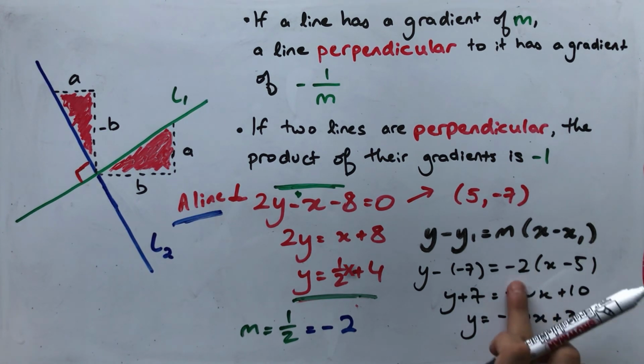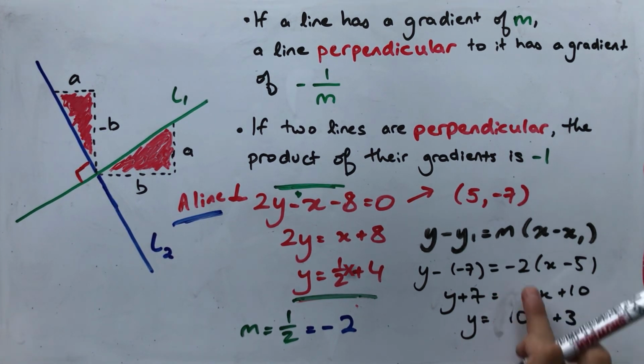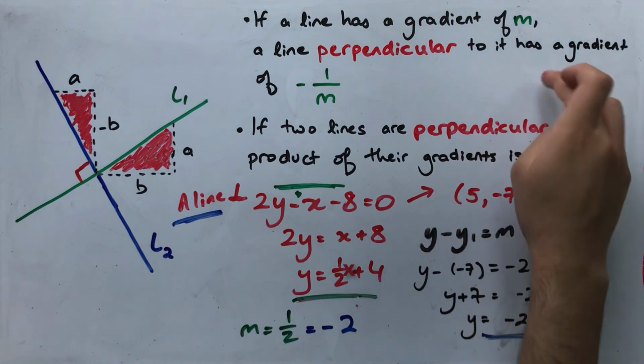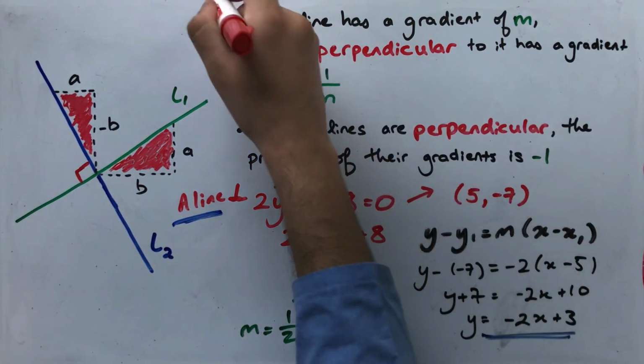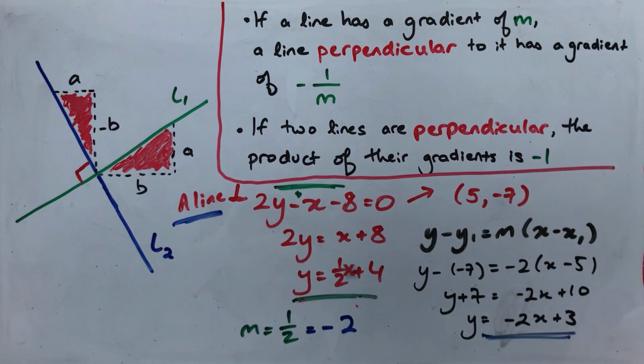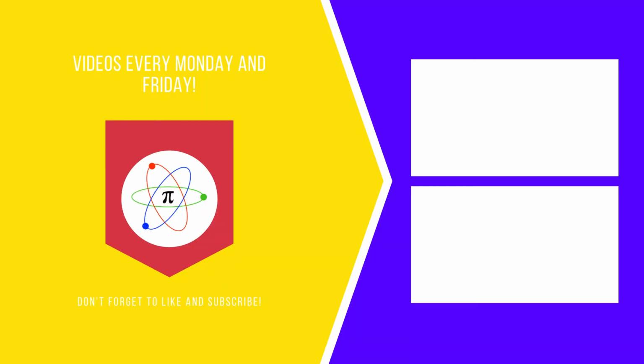Oh, sorry, I did 10. My bad. Sorry, negative 2x, and this is the equation of the blue line. So that's how you can use these two rules. These are the two most important rules when it comes to perpendicular lines, and you can use these to do basically anything with perpendicular lines in the xy plane.